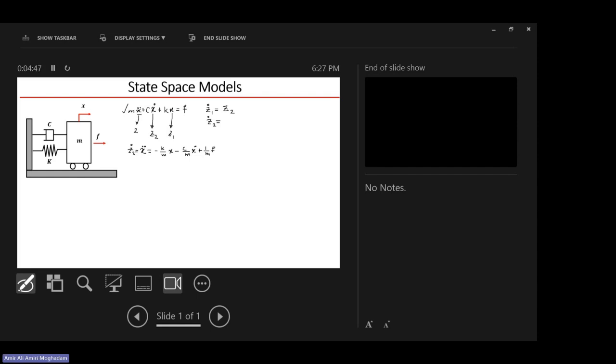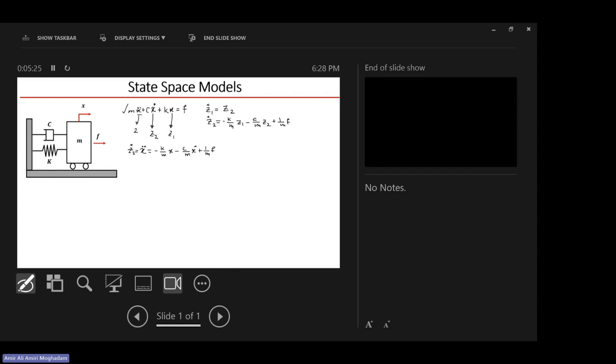Now, in the next step, I'm going to use this equation and replace x with z1 and x dot with z2. So z2 dot would equal minus k divided by m z1 minus c divided by m z2 plus 1 over m f. So these are my state equations.